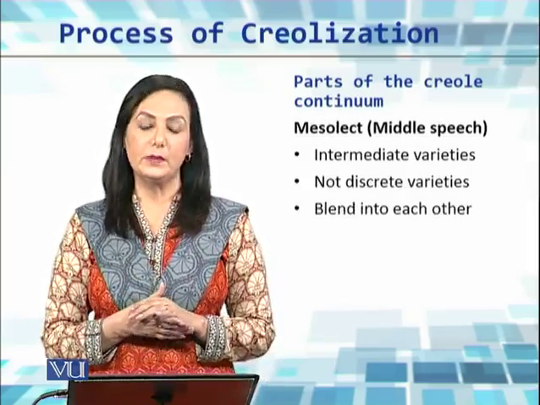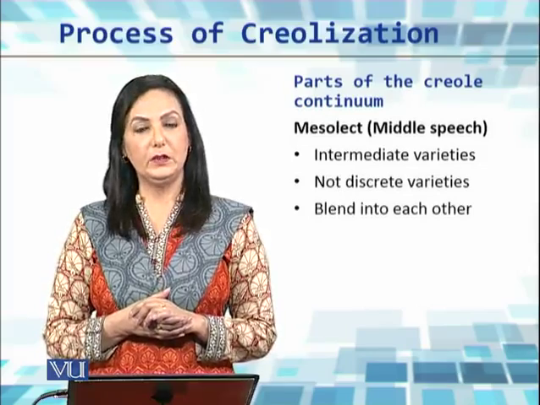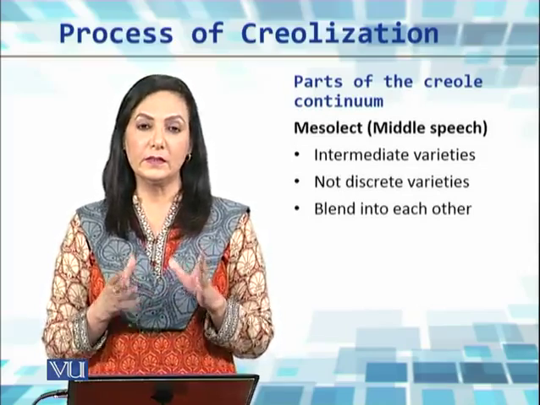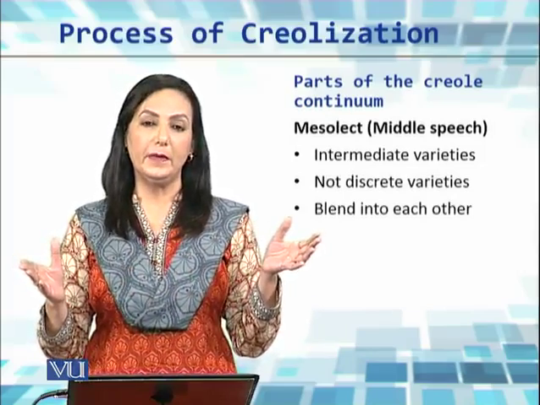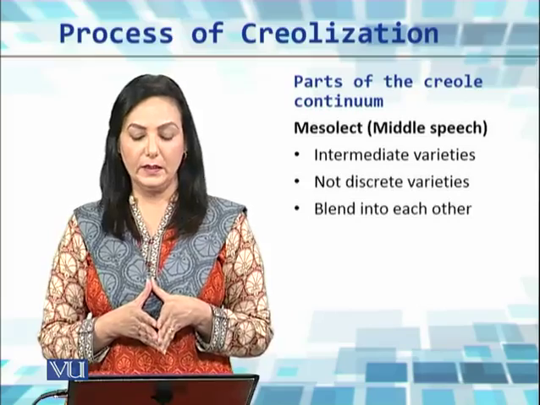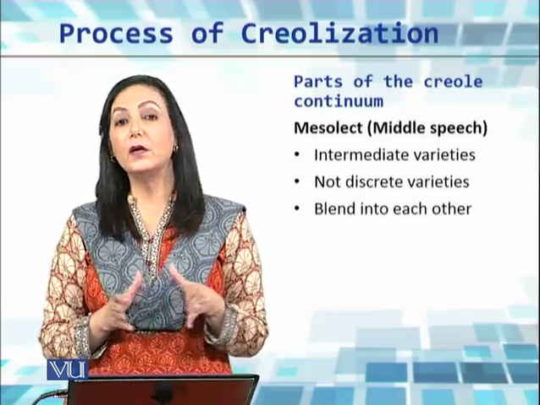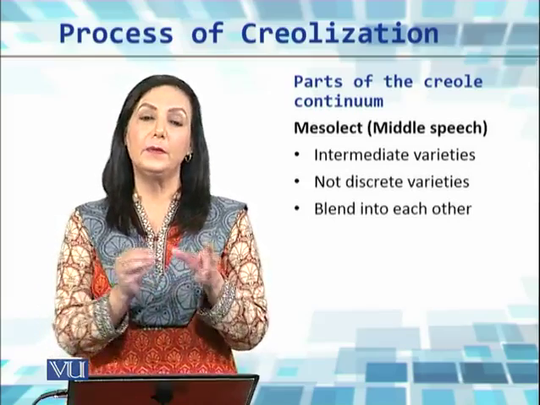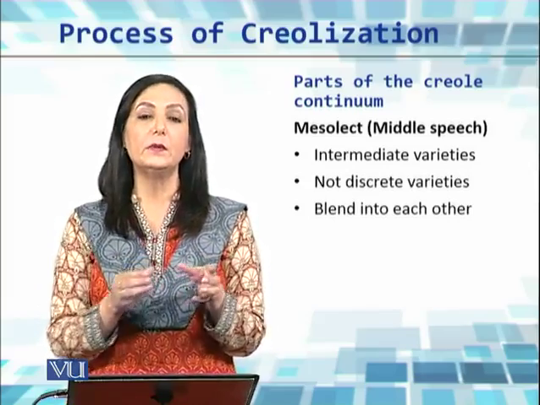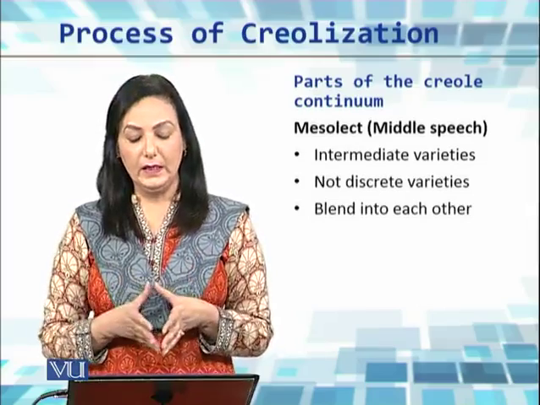And then we have mesolect, which is the middle speech, which consists of the varieties which are in between the basilect and the acrolect. So these intermediate varieties are not very discrete. So we can't really name a particular variety and call it a mesolect. We see a blend of different varieties in the middle.